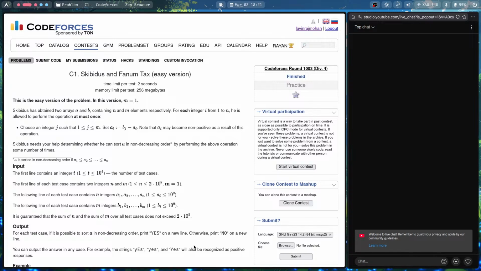Scientists has obtained two arrays A and B containing n and m elements respectively. For each integer i, 1 to n, he is allowed to perform the operation at most once. Choose an index j, and note that a_i may become non-positive as a result. As a result of this operation, the student needs to determine whether he can sort A in non-decreasing order by performing the above operation some number of times.